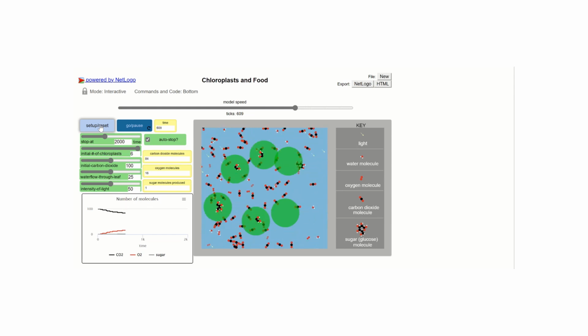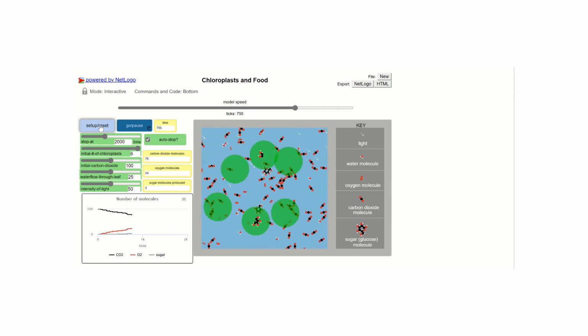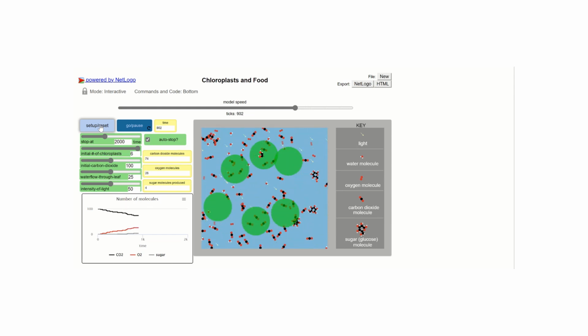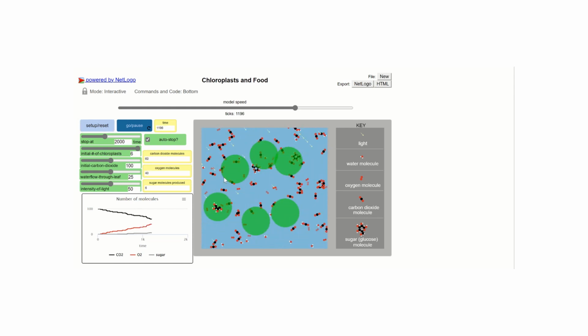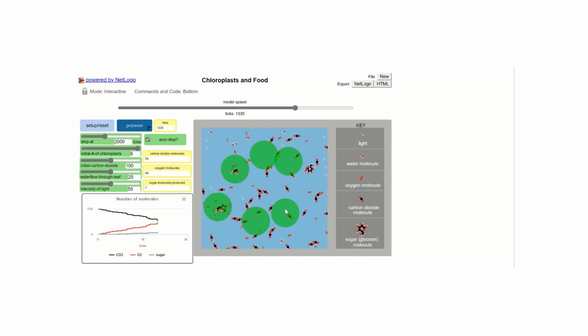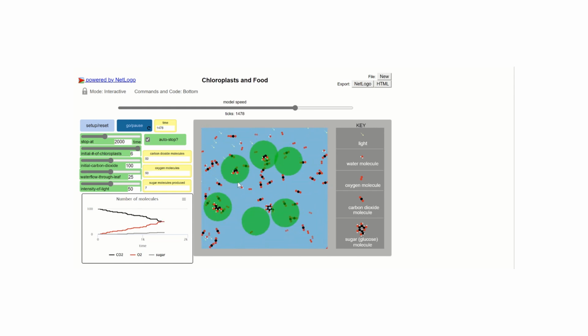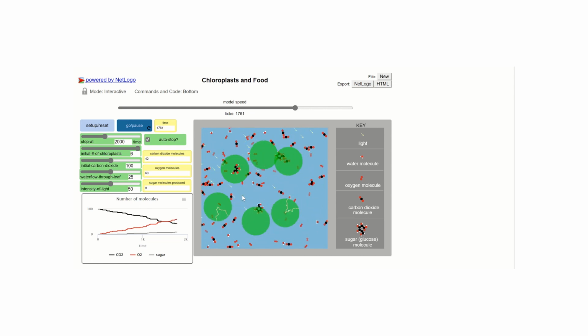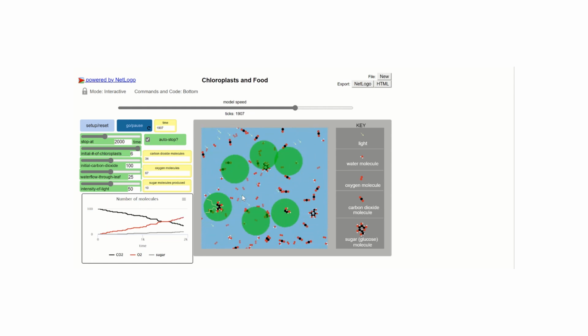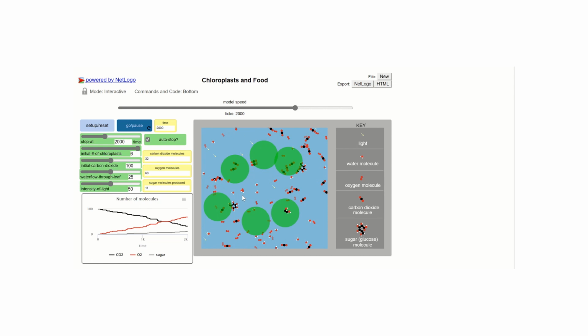Again, letting the time tick away to 2000 ticks. I like the animation here. See, the number of chloroplasts has now increased, and the chloroplasts are working away, making sugar molecules and releasing oxygen. Time's up. We made 68 oxygens and 11 sugars.